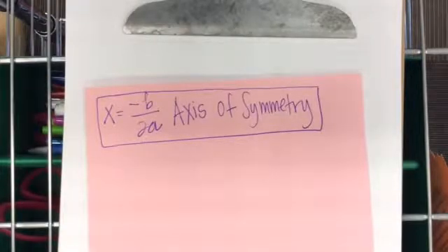Something is called symmetrical or said to have symmetry. It means it has at least one line of symmetry. If you fold it in half along that line, it's going to perfectly line up. Things can have multiple lines of symmetry, or one line of symmetry.